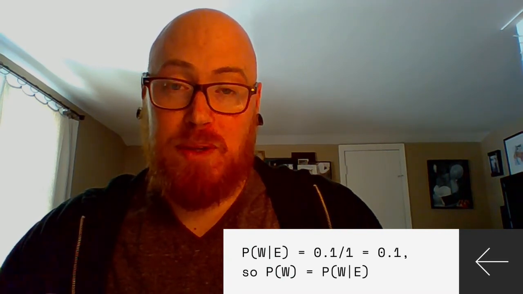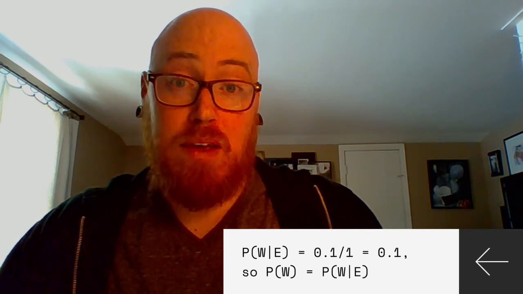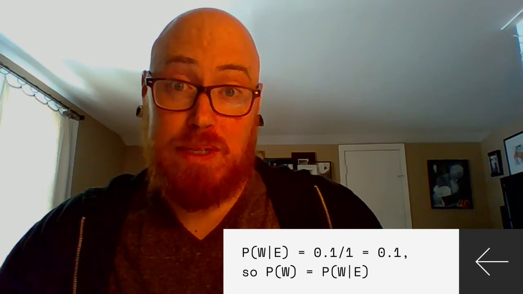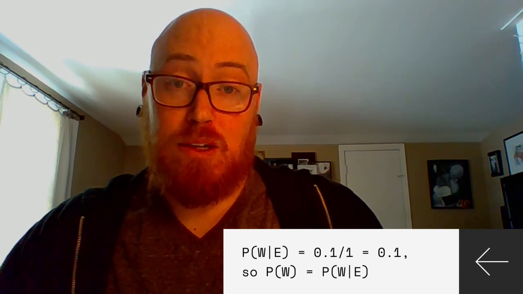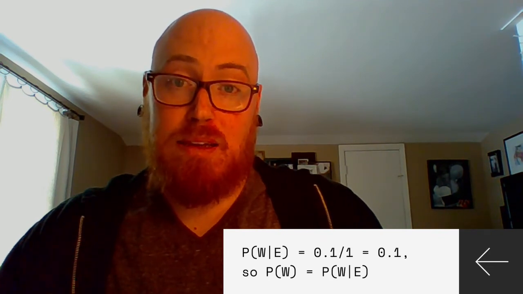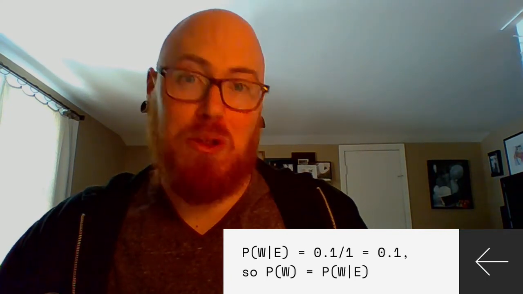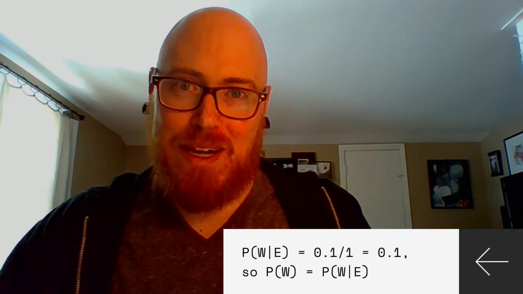So since the probability of you having the winning egg is equal to the probability that you have the winning egg given that 8 eggs in a row are empty, these are equally probable events. That means that E does not condition on W. So even though it's down to you and one other person, you've still only got a 10% chance of winning.